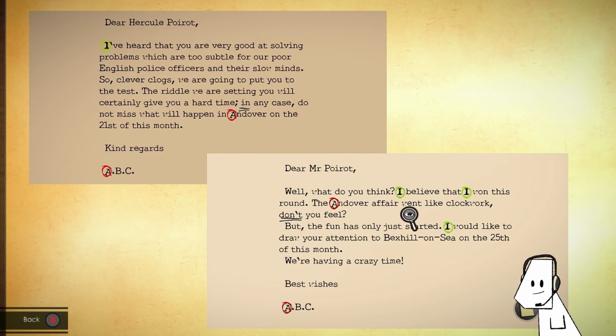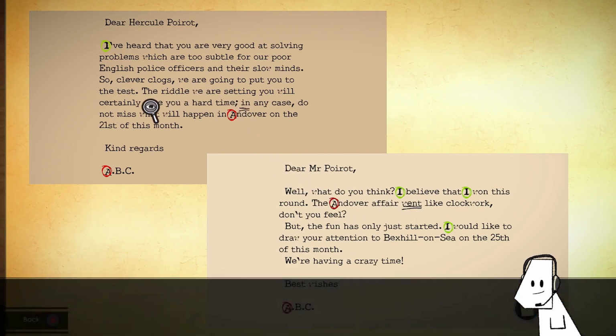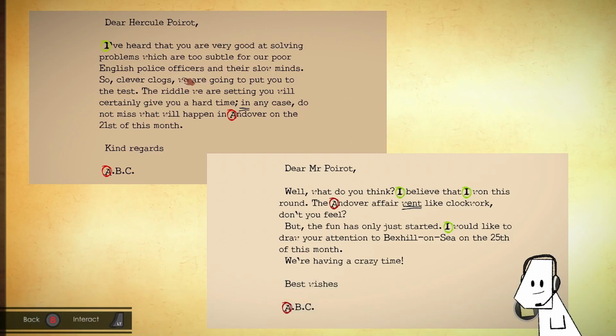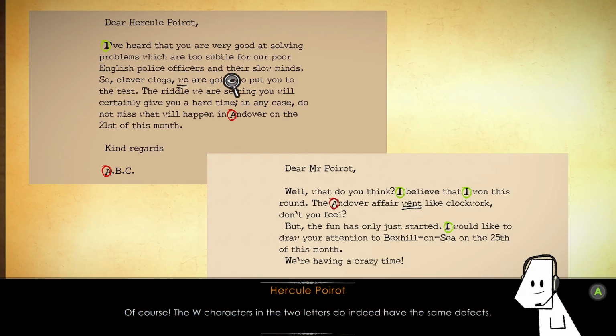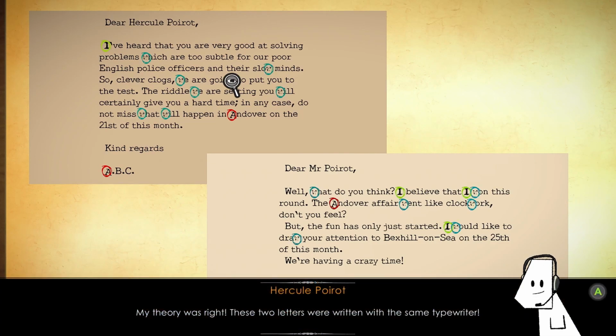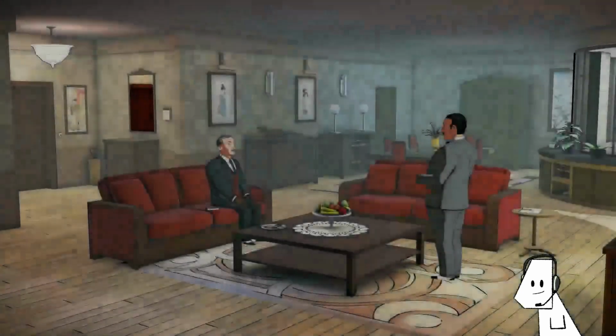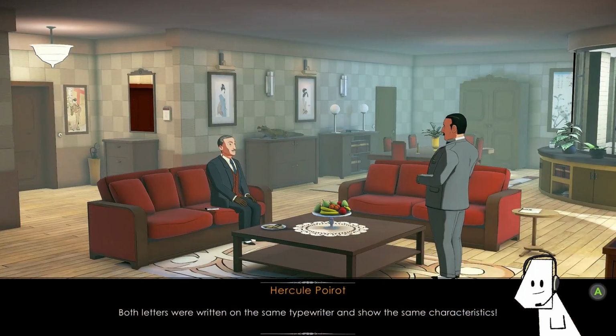Maybe the W is like missing bits of it. The W is not printed properly. Of course, the W characters in the two letters do indeed have the same defects. There you go, we're finally getting there. My theory was right. These two letters were written with the same typewriter. Both letters were written on the same typewriter and show the same characteristics.